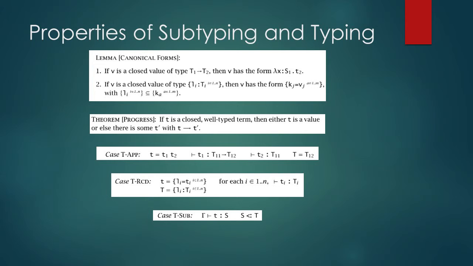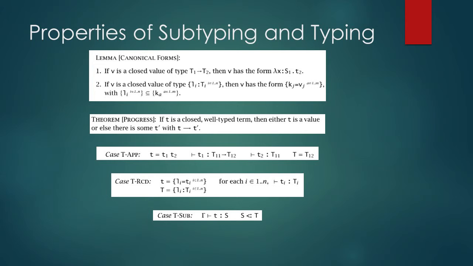The canonical forms lemma explains the possible shapes of values belonging to the two types we're discussing here, functions and records. At this point, the progress theorem is very near to what we've already proven for simply typed lambda calculus. Canonical forms lemma has taken care of the vast majority of issues which arose from subtyping, so we only need a few more changes, none of them drastic.